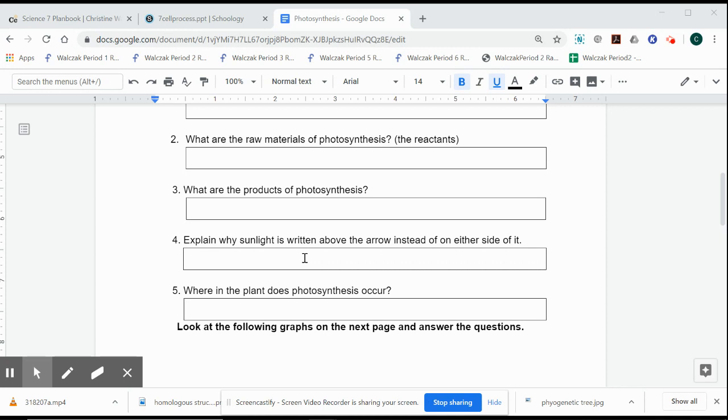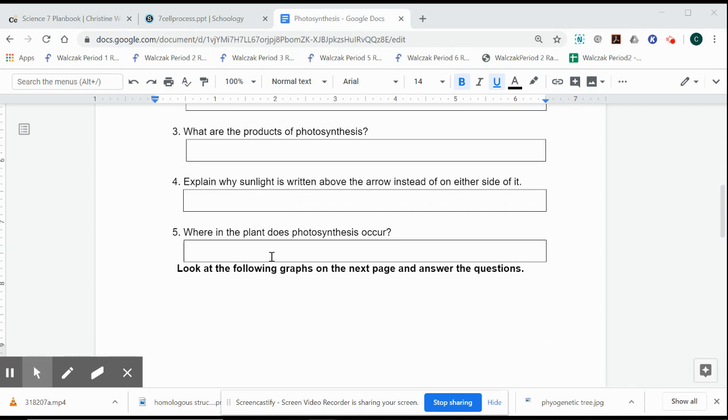What I would love to do is put it on the raw materials or the reactant side because you need it to make it go. But because it's a form of energy, you can't do that. It has to go above the yield sign. So where in the plant does photosynthesis occur?